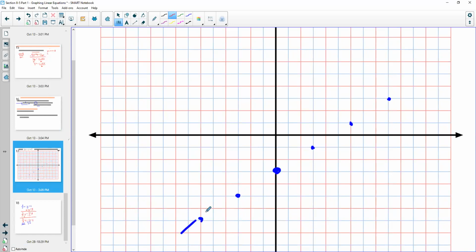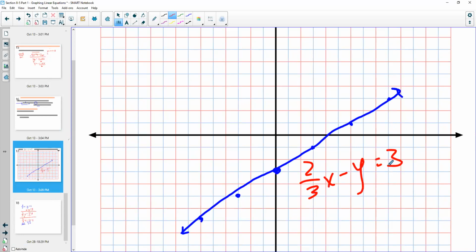And then I draw a vaguely straight line. I'm going to label it with the original equation. The original equation was 2/3 x minus y equals 3. Okay, that is slope-intercept form.